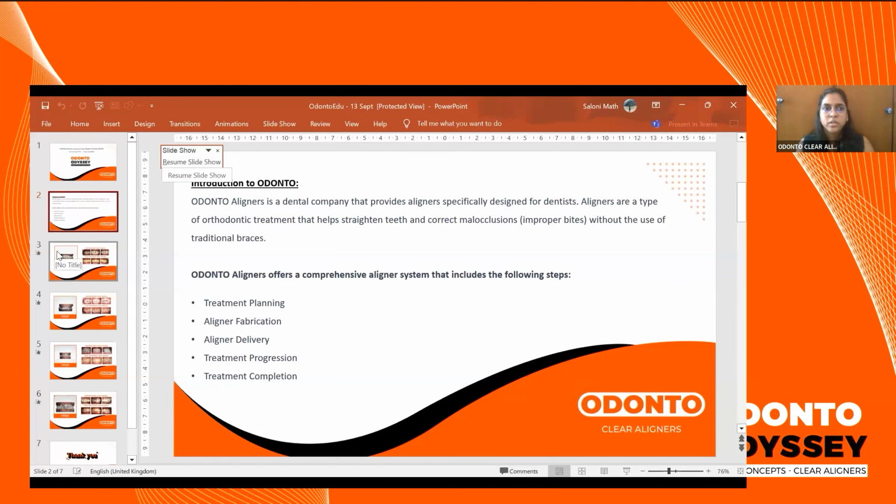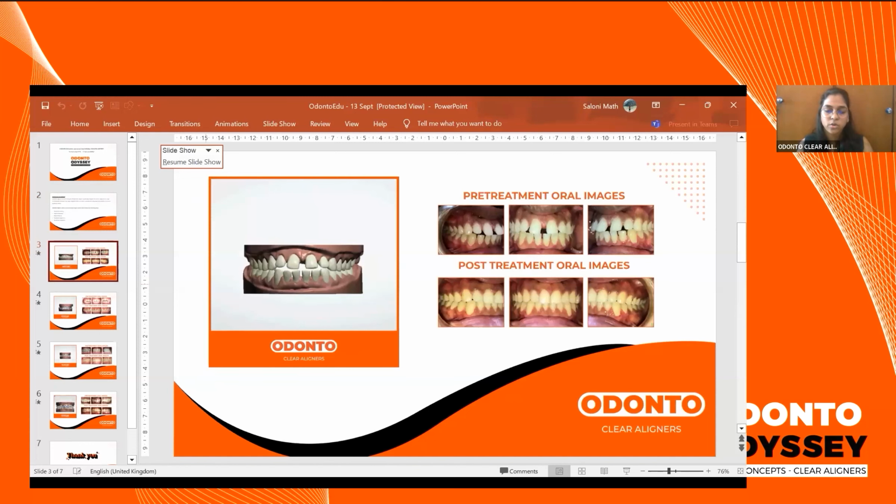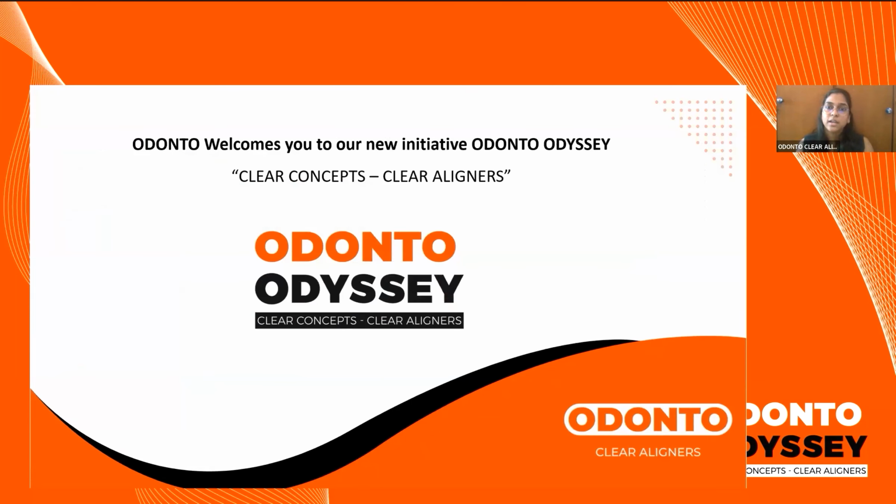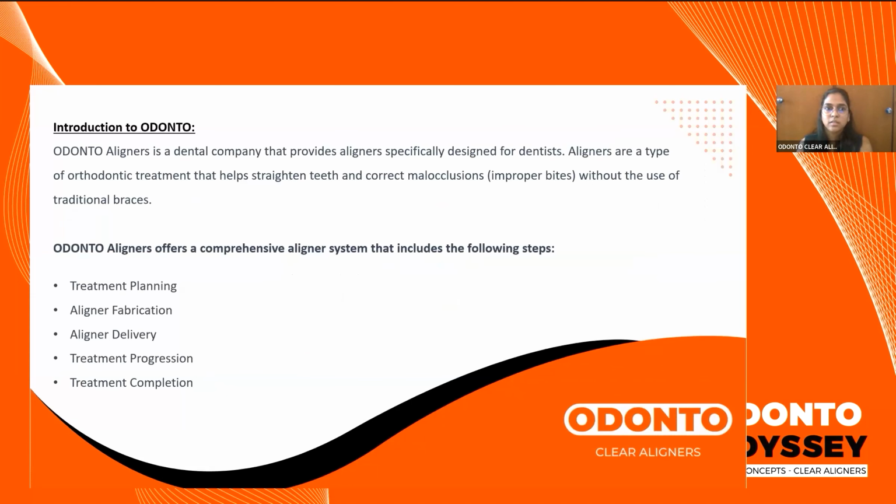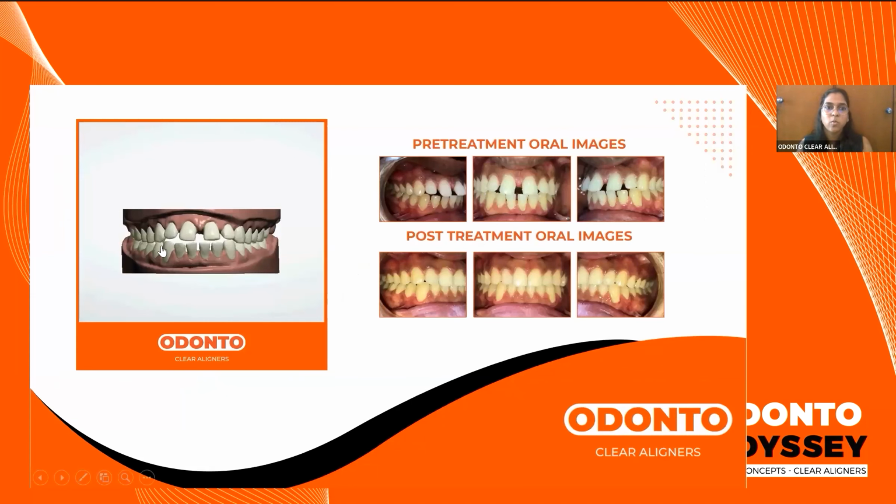So we will proceed with the kind of cases which are treated by Odonto and what it is that you will be receiving in turn. So this is what you receive as a setup. Once you send in your scan, we make a 3D model out of it, and based on that you receive a video. You will have the photos which will be showing you pre as well as the treatment progress and the final outcome for the same. So this will be a video which you receive.